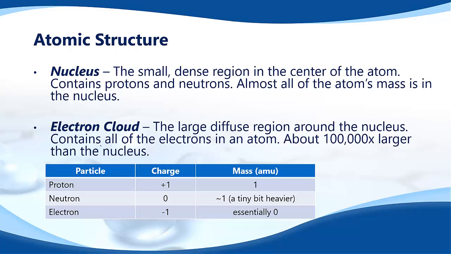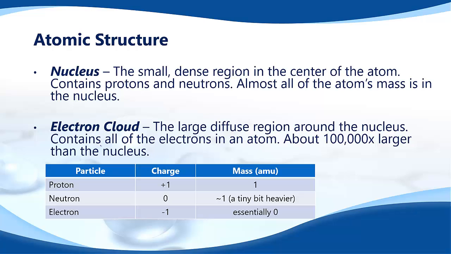Now, it isn't exactly nothing. Again, matter has to have a mass, that's by definition. But the mass of an electron is about 2,000 times smaller than the mass of a proton. So for the number of electrons an atom actually has, it really doesn't affect the mass at all. Right? So we'll just assume it's 0 to make our life easy.